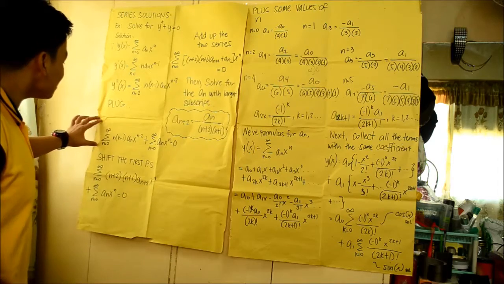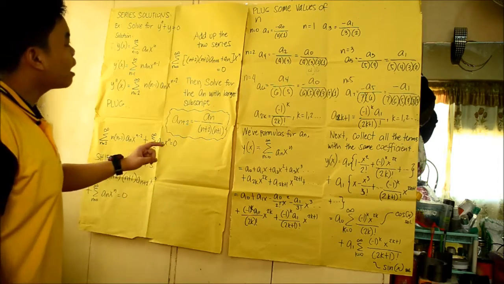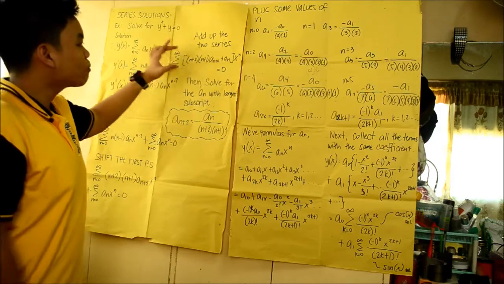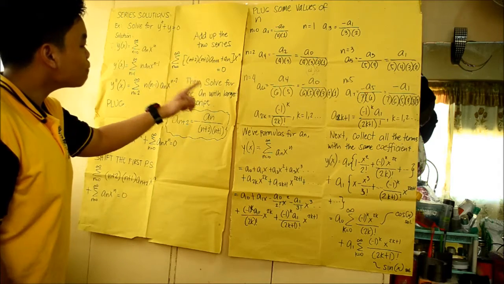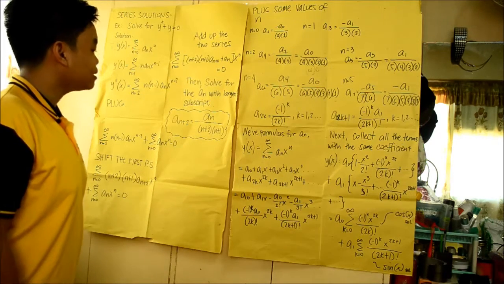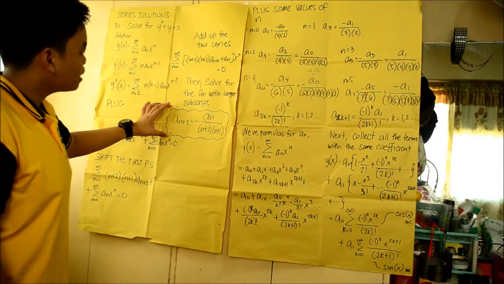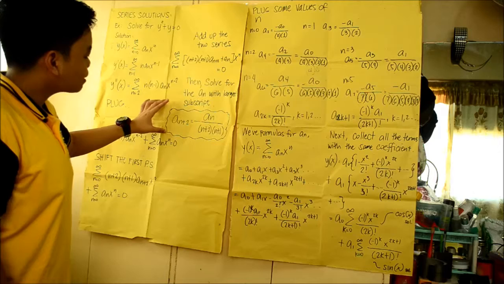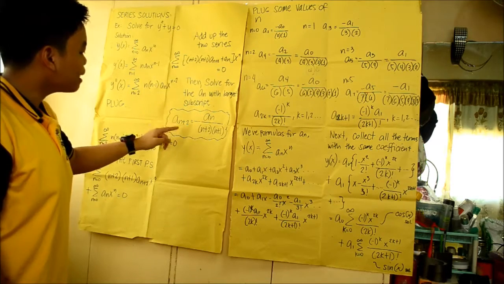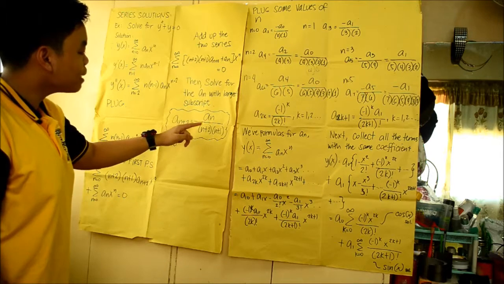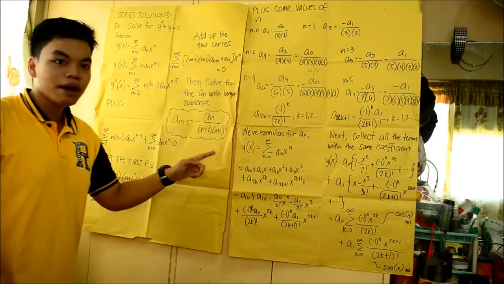Then after plugging, we will shift the first power series, then add up the two series. We will regroup the two series, then solve for the a sub n with the largest subscript. For that, we can formulate this equation: a sub n plus 2 equals negative a sub n over n plus 2 times n plus 1.